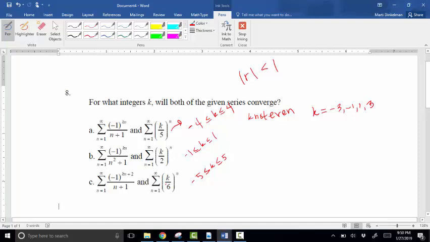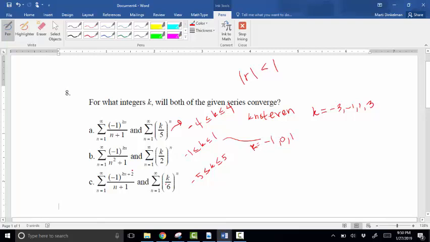Okay, so on this next one, part B, it's an n squared in the denominator. And n squared, if we think of it as a p-series, it converges whether this thing alternates or not. So we don't have to put any restrictions on that part. So I think on letter B, we get to have k equals -1, 0, or 1 would work.